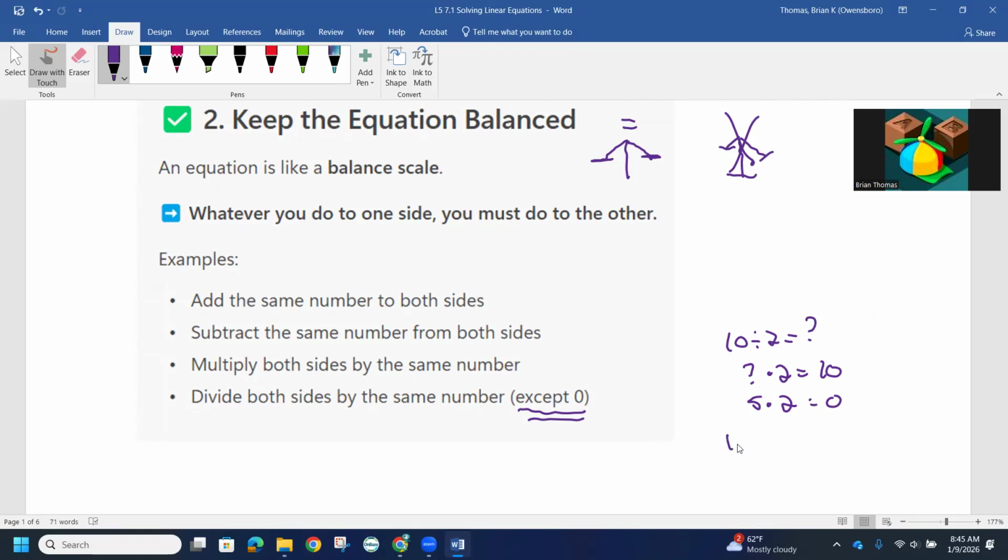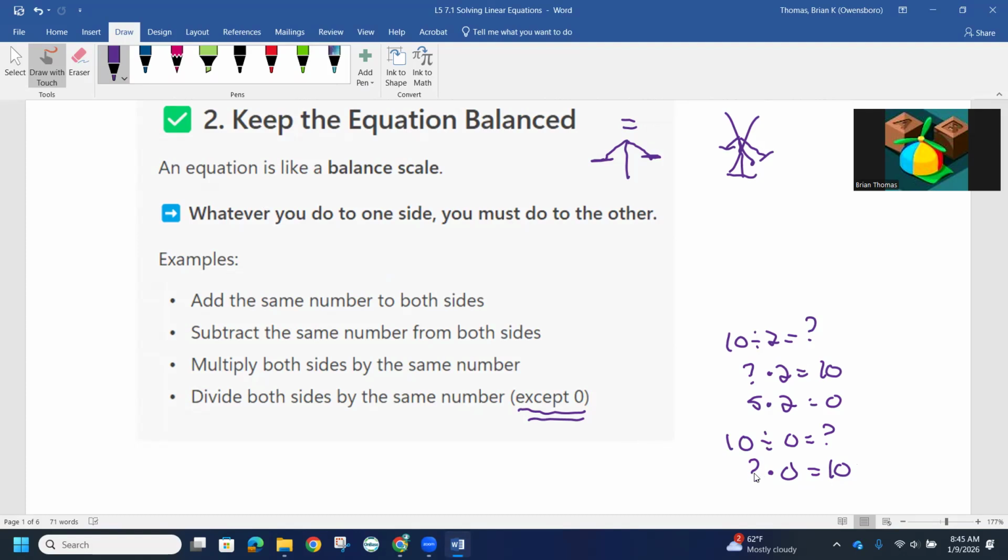But if I give you 10 divided by 0, the question is how many zeros, if you will, try to do that again, make that multiplication symbol look a little bit better. So how many zeros can you get to 10? If you keep adding 0, you're never going to get to 10. So what I pick up on is division by 0 is undefined.